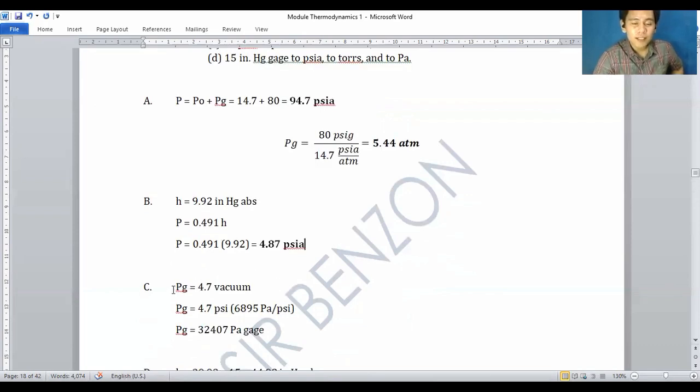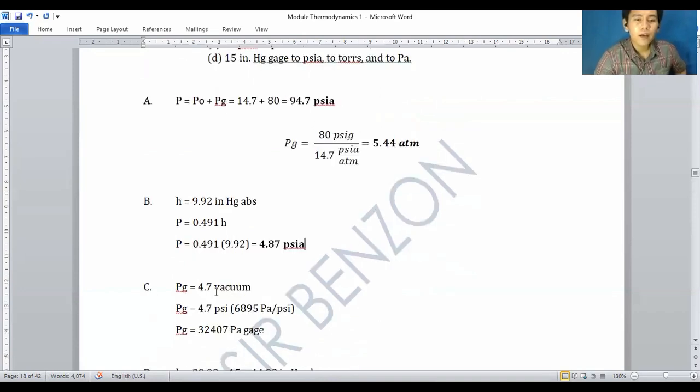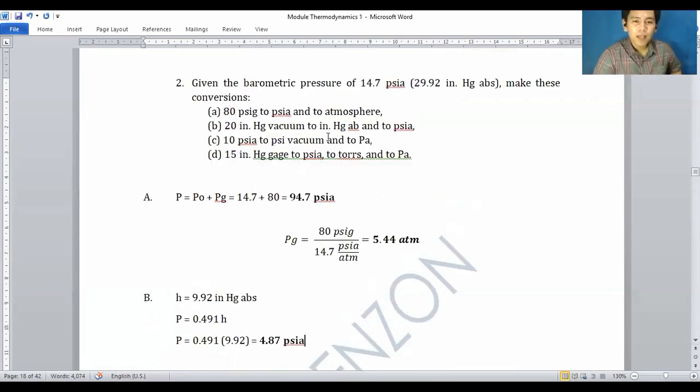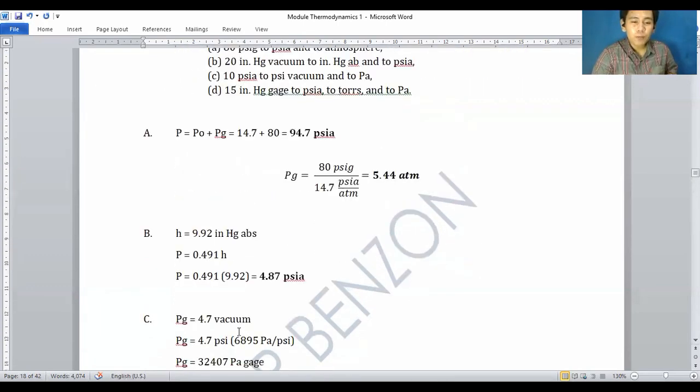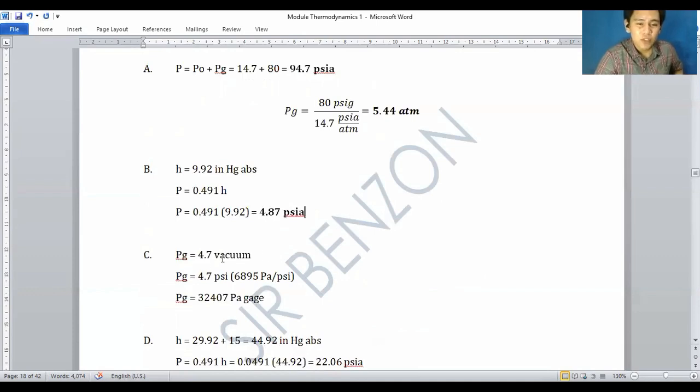Another example is letter C. Letter B and letter C are very alike. No, I'm so sorry, this is letter C: 10 PSIA to PSI vacuum and to Pascal. Now, where did we get 4.7? By merely subtracting 10 PSIA from 14.7 PSIA. So we get 4.7 vacuum.